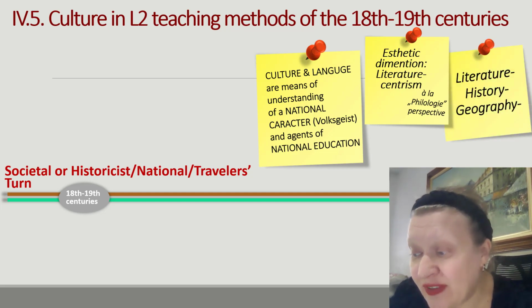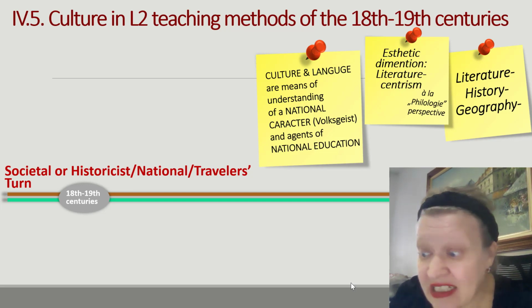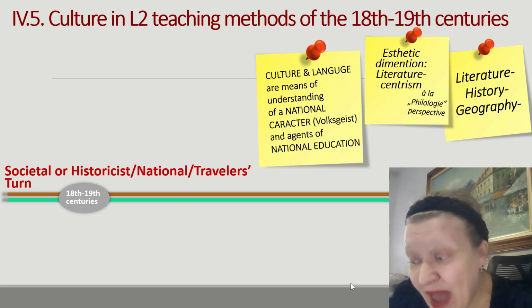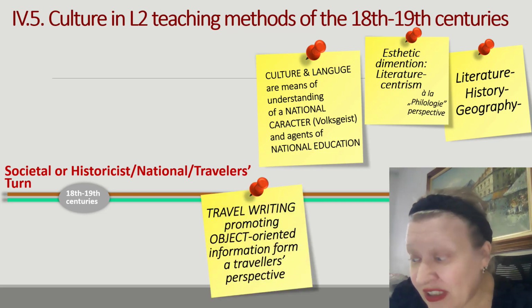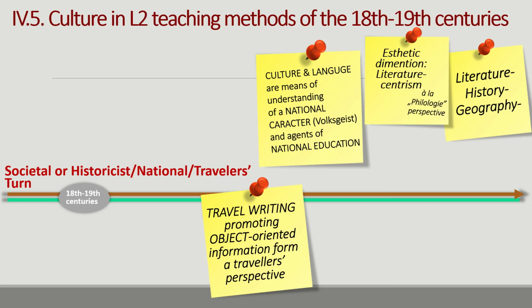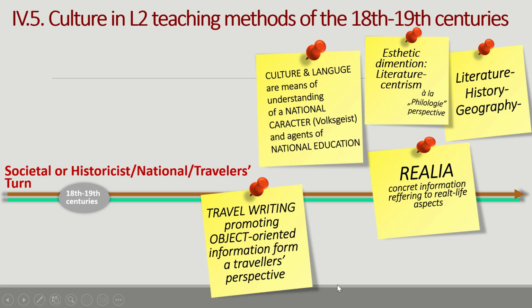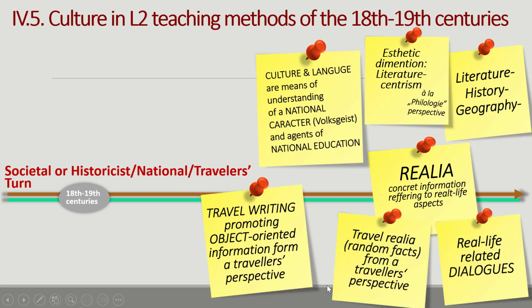Also, culture was often viewed as an association between literature and other important characteristics of a nation, such as history and geography. Initially, systematic teaching of culture was not a name of the game in second language classes and textbooks. It was travel writing which provided information on foreign culture by presenting it from a traveler's perspective. The interest in other cultures was often manifest as an interest in realia, object-oriented information on real-life culture in other countries, including travel realia and conversational realia.